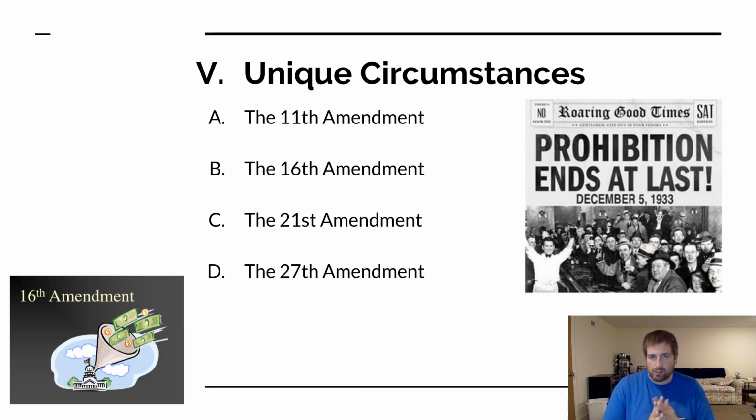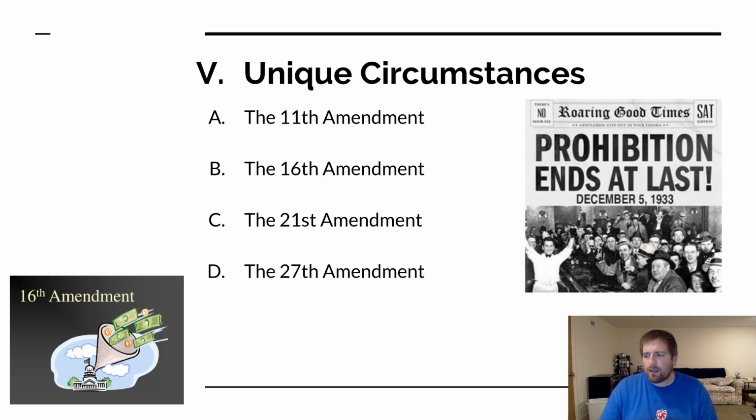Last is the 27th Amendment. And the 27th Amendment states that if Congress passes a pay raise for itself, that pay raise will not take effect until after the next election. So if I'm a congressman, I can't just pass a raise for myself. I can't just vote that, hey, I get a raise and it takes effect immediately. I've got to wait until after the next election. The reason for that is I might be voted out of office. So there's no guarantee that I will actually get that raise.